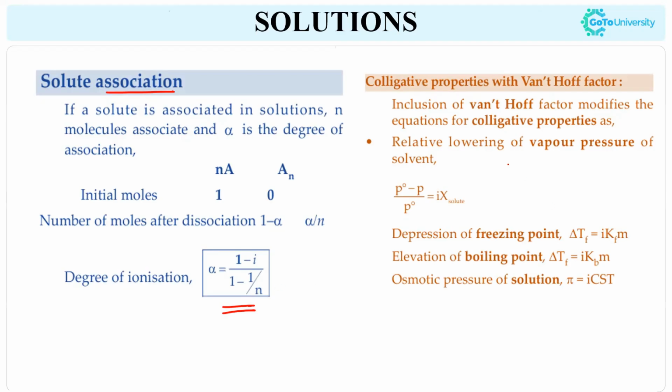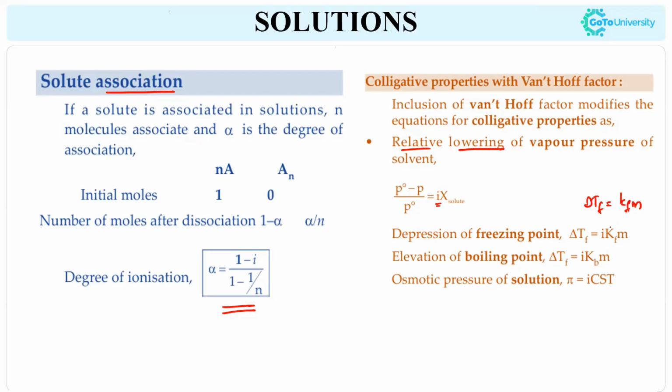Okay, and then there's the Van't Hoff factor. Using the Van't Hoff factor, we can write the relative lowering of vapor pressure as well. Usually, the relative lowering of vapor pressure is (P0 minus P) divided by P0, which is equal to X only. But if you are considering the Van't Hoff factor, we have to multiply with i. Similarly, in case of depression in freezing point, we know that delta Tf, the depression, is equal to Kf into m.